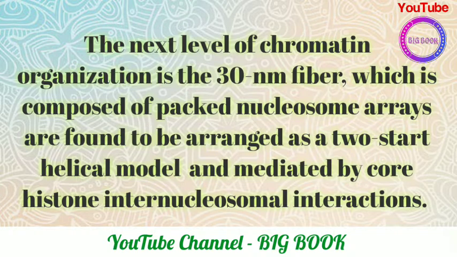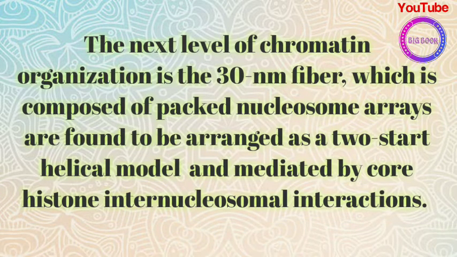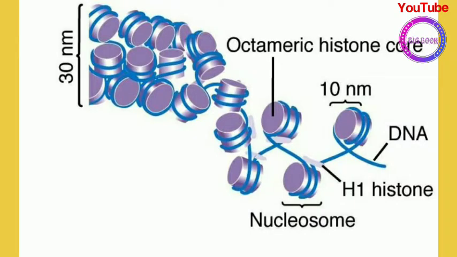The next level of chromatin organization is the 30 nanometer fiber, which is composed of packed nucleosome arrays found to be arranged as a two-start helical model and mediated by core histone internucleosomal interactions. This is the 30 nanometer structure, where the octameric histone core molecules are condensed further to give rise to a scaffold model of 30 nanometer.